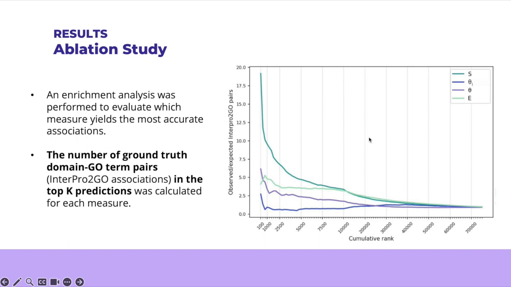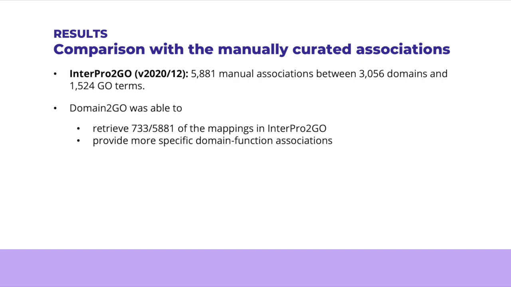Notably, the S score outperformed all other measures in identifying significant domain GO term pairs, particularly at the low rank cutoffs. Based on the findings from the evaluation study, we decided to proceed with the mappings obtained through co-occurrence similarity-based filtering. We compared our finalized domain-to-GO mappings with InterPro2GO, a manually curated domain function annotation dataset generated by the InterPro team. InterPro2GO mappings are highly reliable but have limited coverage due to the labor-intensive nature of manual curation.